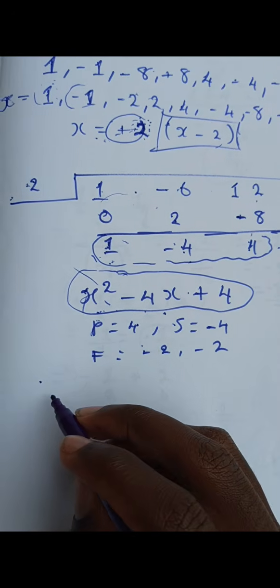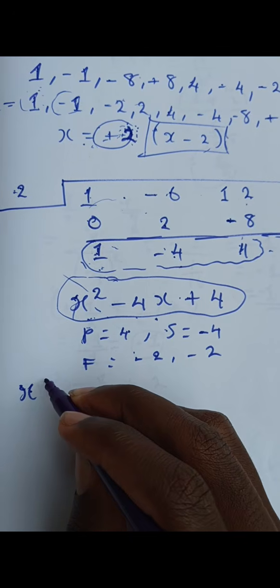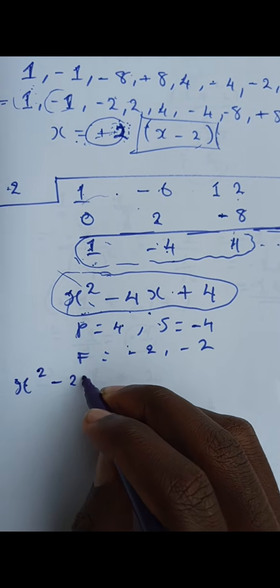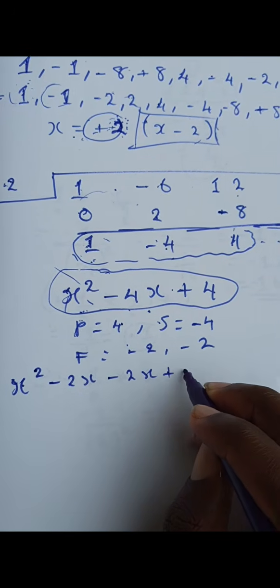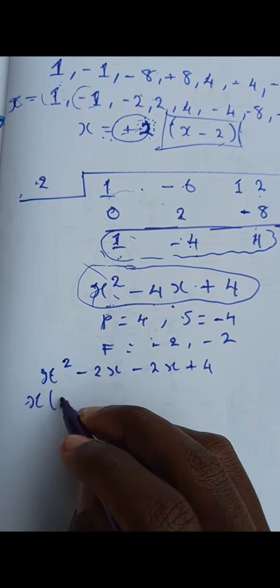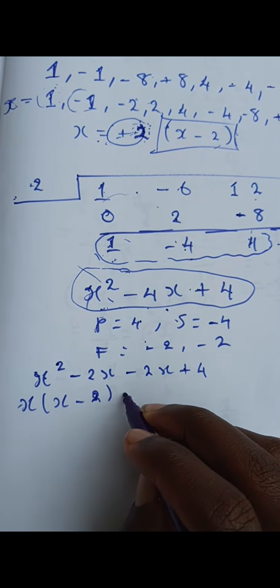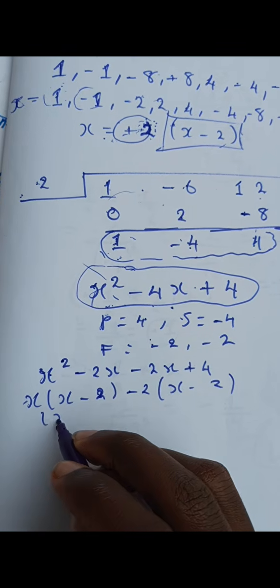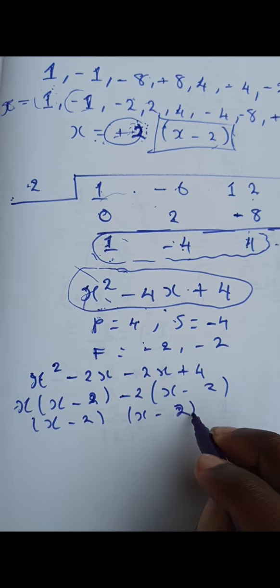Now you're going to write x power 2 minus 2x minus 2x plus 4. Factor out what is common. We remain with x minus 2. Here we factor out negative 2, right? We remain with x minus 2. Then we have x minus 2, x minus 2 as the factors.